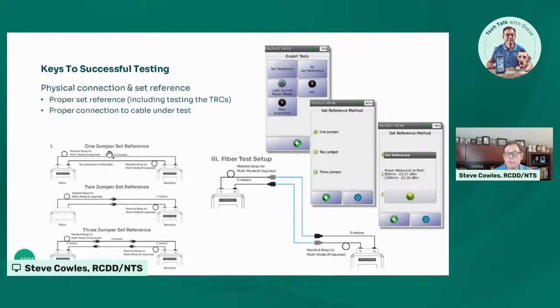But even though the single jumper and the two jumper are acceptable according to the standards, it's recommended that you do a single jumper, because when you do a reference in a two jumper method like this, when you've got a coupler in between, technically you're referencing out a mated pair right there. So that could conceivably hide loss when you connect to your fiber under test.